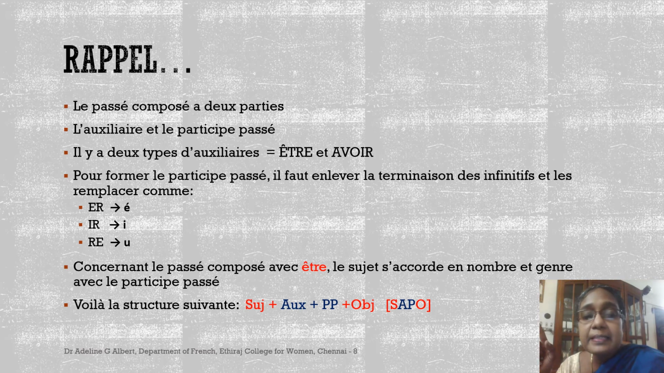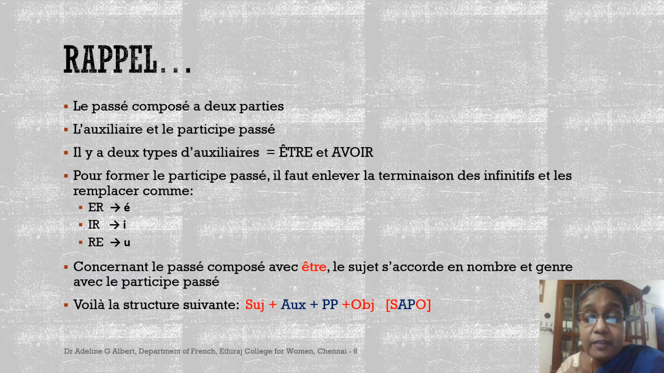Pour former le participe passé, il faut enlever la terminaison des infinitifs et les remplacer comme é, é, i, i, and re, u. These are your 3 regular groups. Concernant le passé composé avec être, le sujet s'accorde en nombre et en genre avec le participe passé. The subject for être verbs matches the past participle, e for feminine and s, extra s for plural.